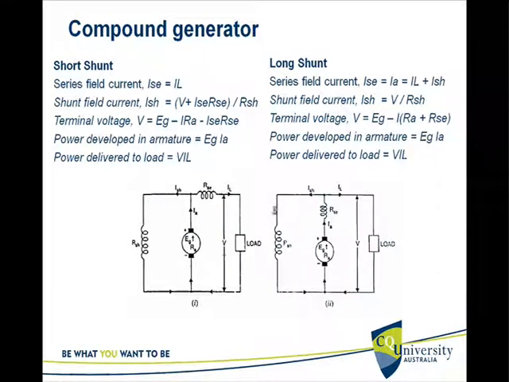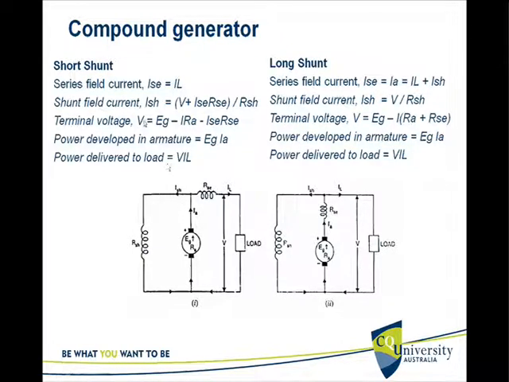Now, a couple of equations for the short and long shunt versions. Series field current ISE is equal to IL. Yes, the same current, the load current, goes through the series field. Shunt field current ISH is equal to V, the terminal voltage, plus the voltage drop across the series field winding, divided by the shunt field winding resistance.